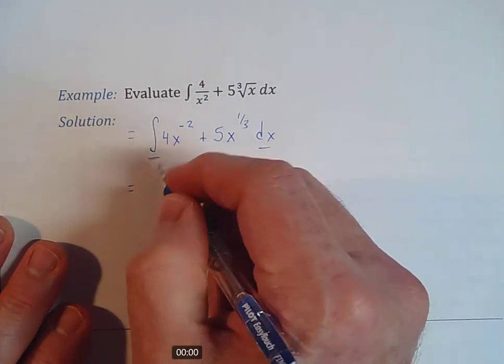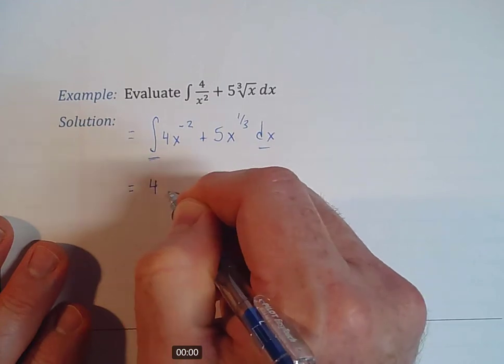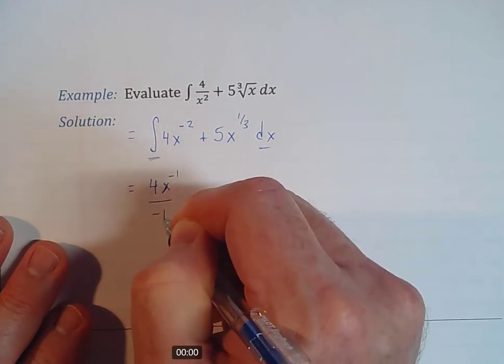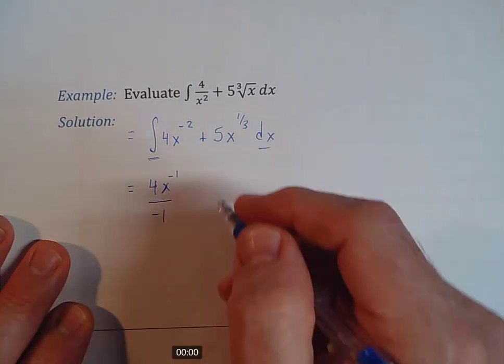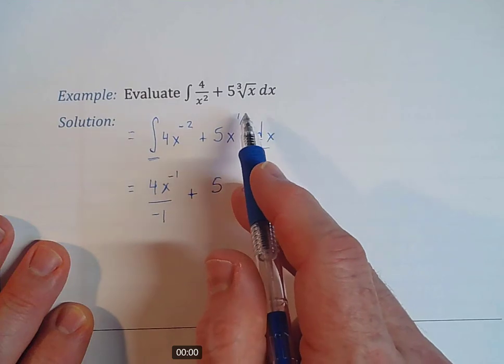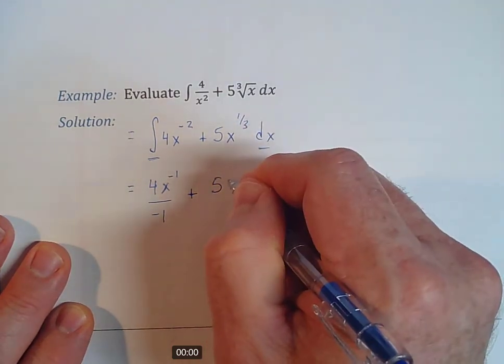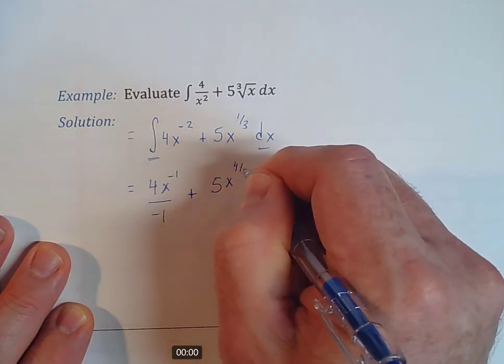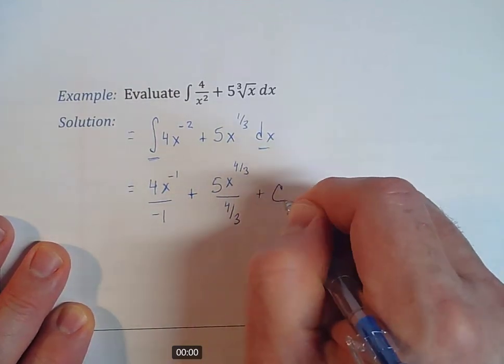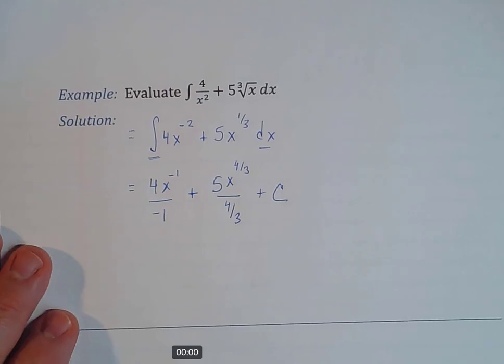So I'm going to add 1 to the exponent. I've got a 4 here. Add 1 to -2, I get a -1, and that number also shows up downstairs. I've got a 5 here. Let's see. Add 1 to 1/3, I'm going to end up with x to the 4/3, and I get a 4/3 downstairs as well. Don't forget your plus c.